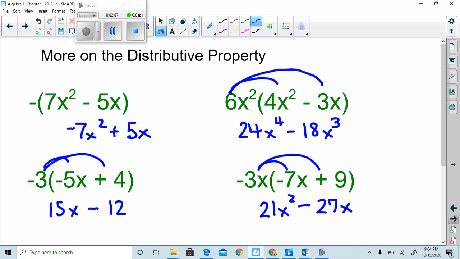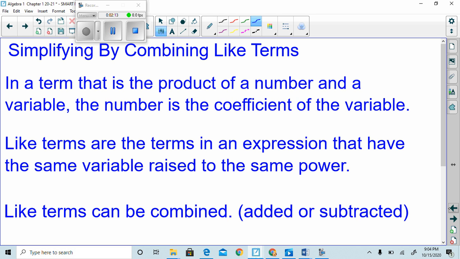Let's look at how we simplify expressions a little bit further. When we want to simplify an expression, we may have to use the distributive property, but we could also be using something called combining like terms. In a term that is a product of a number and a variable, that number is the coefficient. So in a term like 6x, 6 is the coefficient. Remember, a coefficient is just a number.